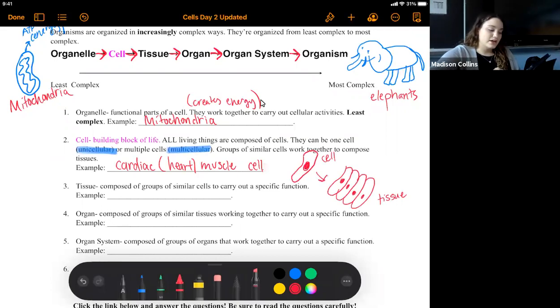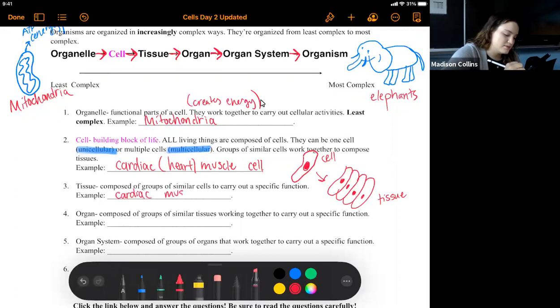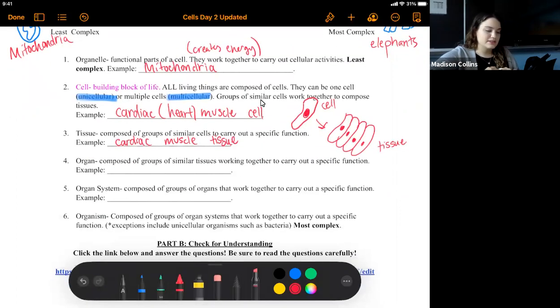Okay. Now, if we're keeping up with the cardiac muscle cells, if we have a group of cardiac muscle cells coming together, we're now going to call that a cardiac muscle tissue. And once again, all of these cells are the same, so they perform the same function, a specific function, right? Now let's say we get even more of those cardiac muscle tissues coming together. We're gonna get an organ.